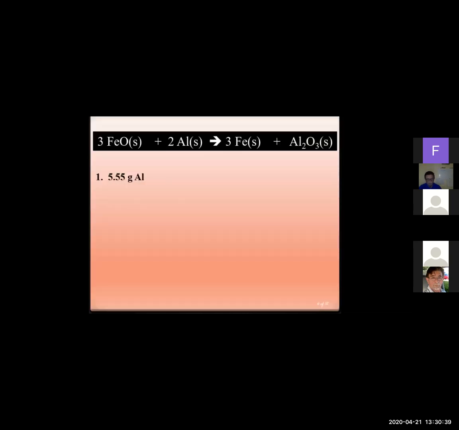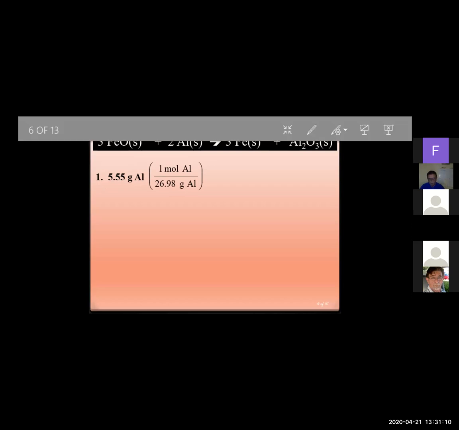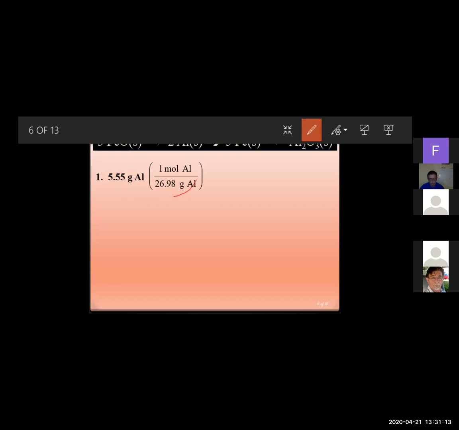So let's do the 5.5 grams of aluminum. The reaction is given to you on top, so write down what you're given. Remember, we need to get to moles because we're starting off with grams of aluminum. At 26.98 grams per mole, that is the atomic weight of aluminum, which you can find from the periodic table. Follow your units along: grams of aluminum cancel. At this point, if I do the math, I end up with moles of aluminum.